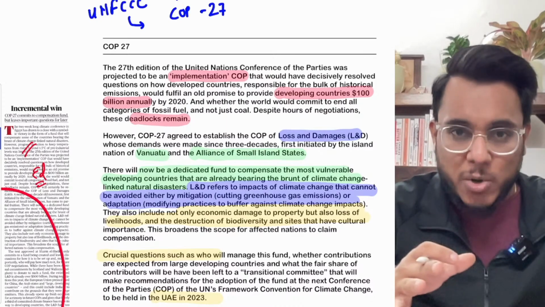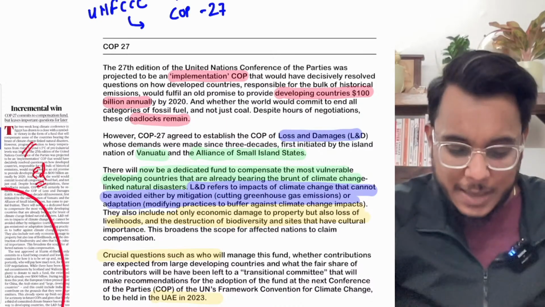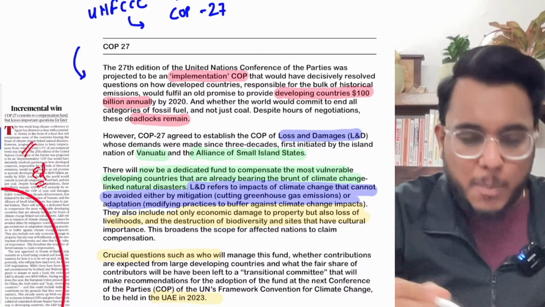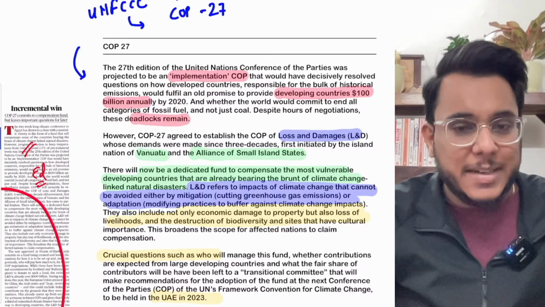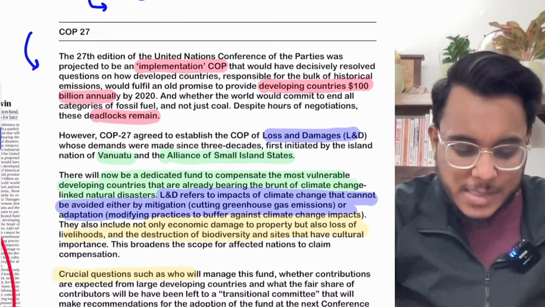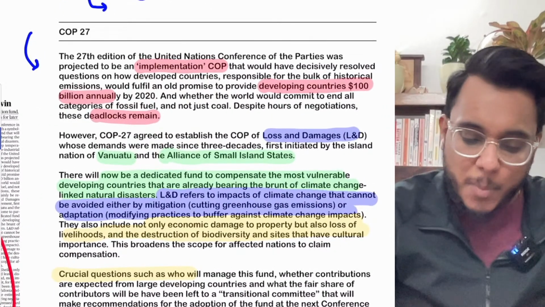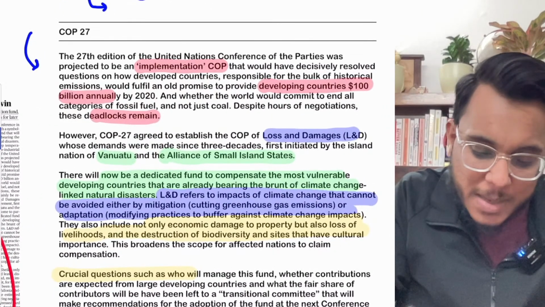Now this COP27 has come to its conclusion. So guys, some of the developments which had happened are being discussed. First of all, COP27 was supposed to be the implementation COP.